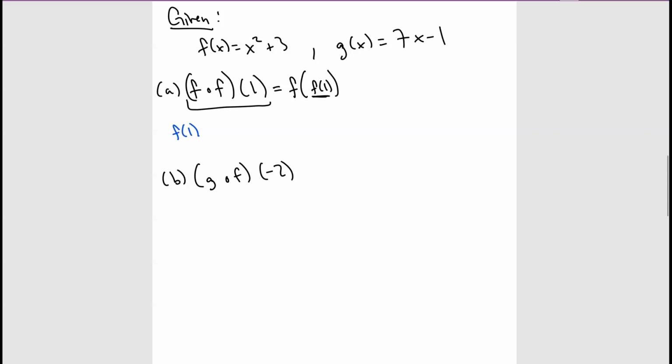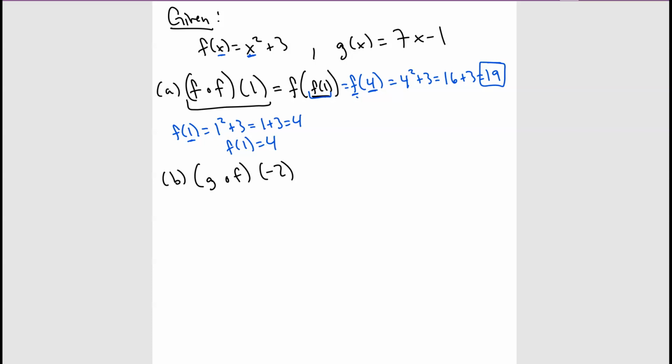So f of 1, all I'm doing is plugging in 1 to the x on f of x. So that's just going to be 1 squared plus 3, which gives me 1 plus 3, which gives me 4. So f of 1 is equal to 4. Notice I still have an f on the outside, which means I'm going to re-plug in this 4 back in there. So it's going to be 4 squared plus 3. That gives me 16 plus 3, which gives me 19. And that is my final answer.